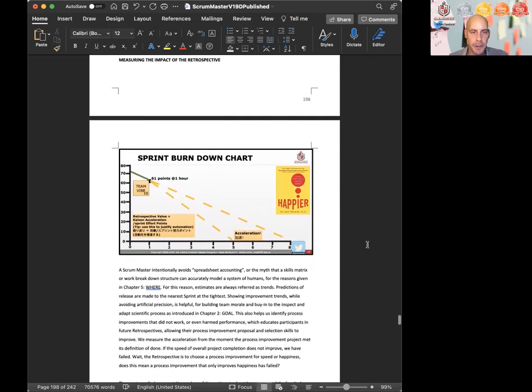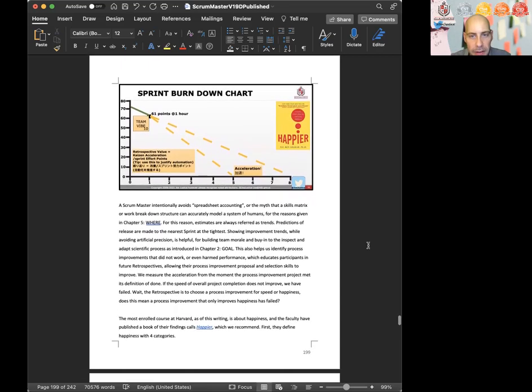Measuring the impact of the retrospective. A Scrum Master intentionally avoids spreadsheet accounting, or the myth that a skills matrix or work breakdown structure can accurately model a system of humans, for the reasons given in Chapter 5. For this reason, estimates are always referred to as trends. Predictions of release are made to the nearest sprint at the tightest.